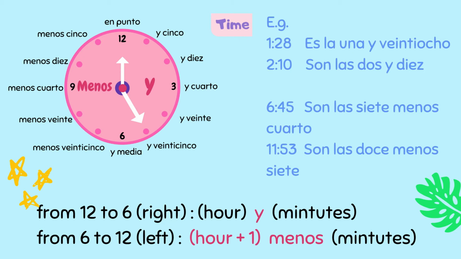For instance, it is 6:45. Son las 7 menos cuarto. It is 11:53. Son las 12 menos 7.